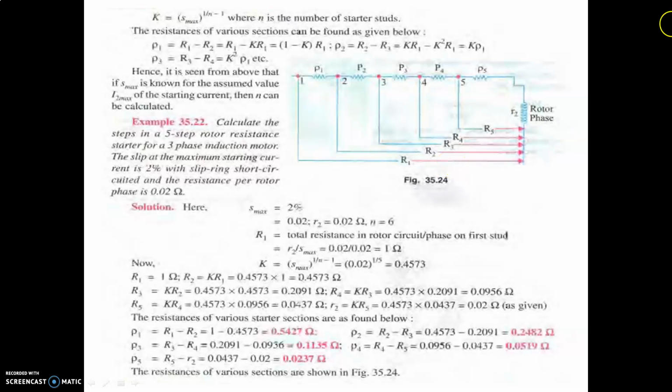Then you can subtract to calculate the values of row 1, row 2, row 3 and so on. Row 1 is R1 minus R2, row 2 is R2 minus R3, row 3 is R3 minus R4, row 4 is R4 minus R5, and row 5 is R5 minus R6. All the values we have calculated. So this is about the rotor resistance starter and a problem to solve for the rotor resistance starter.